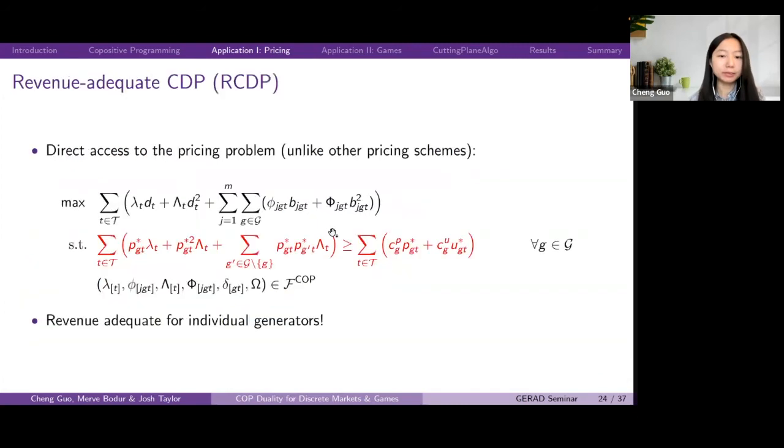And to deal with those challenges, we propose another pricing scheme, called revenue adequacy copositive dual pricing. And this pricing scheme makes sure that each generator is not losing money, their revenue is greater than or equal to their costs. So we are able to do this because we have direct access to the pricing problem. Now we use a convex reformulation, while the other pricing schemes usually don't have direct access to the pricing problem. So it might be hard for them to do what we do here. So what we do is just take the dual copositive program, the dual pricing problem, and add a constraint that says that for each generator, the revenue should be greater than or equal to the cost. And this ensures revenue adequacy for individual generators.